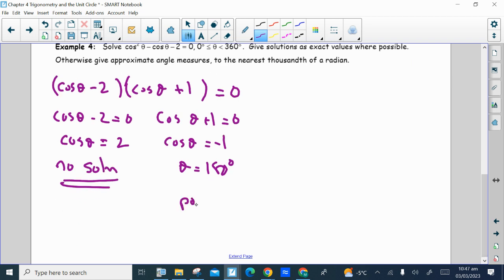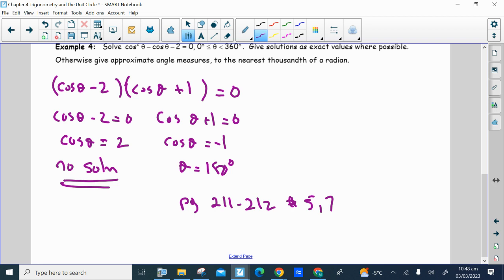Okay, so for practice, we're going to do page 211 to 212, questions 5 and 7. I will post these solutions on Google Classroom so you can check your answers. Really important that you do these questions, though. Do the practice, because you guys have a quiz that you're going to be writing on Tuesday on this chapter. Okay, so the practice is important so that when it comes time for these quizzes and then when you write our trigonometry test, you're going to be much better prepared for those assessments if you do the practice.